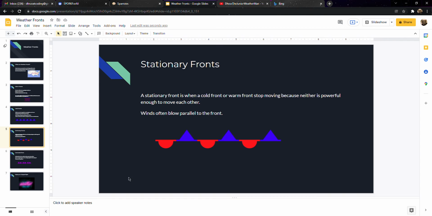The image shown below is a stationary front. It's like a pattern in here. Warm, cold, warm, cold, warm, cold. I'll give you about 15 seconds to note this down.